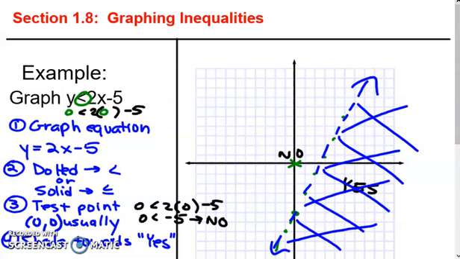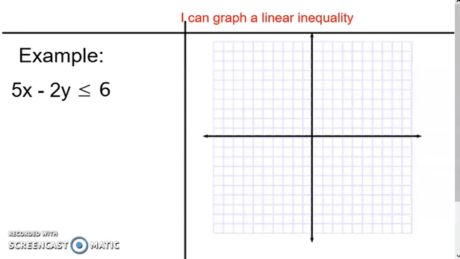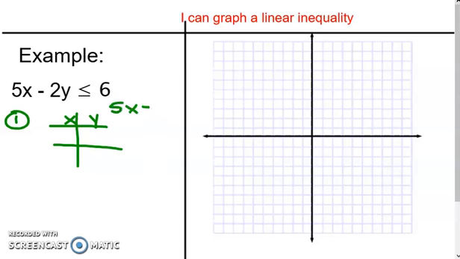All right, we'll try another one. Now this one is in standard form. If I want to, I can graph my equation by solving for y and then graphing it just like I did the last one. But I'm going to remind you guys, if you want to leave it in standard form, you can find the x-intercept and the y-intercept.